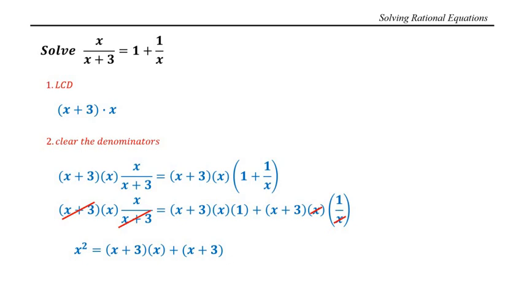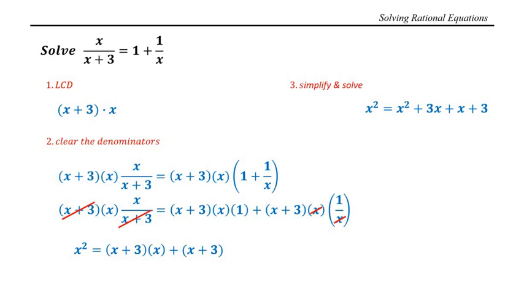Now the third step is to simplify and solve. We cleared out the denominator, and now we need to simplify this equation. We're going to multiply through. Right now we have x plus 3 times x, and we got plus x plus 3 in parentheses over here. We want to multiply that through and simplify. So we have x squared is equal to x squared plus 3x plus x plus 3. We just multiplied this in and got rid of our parentheses here.